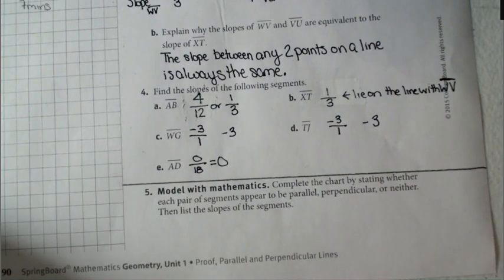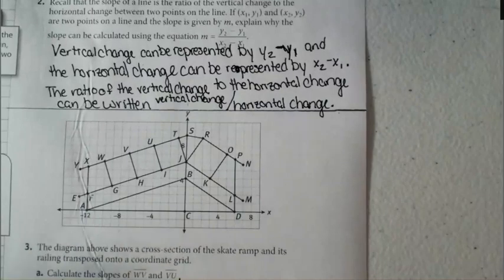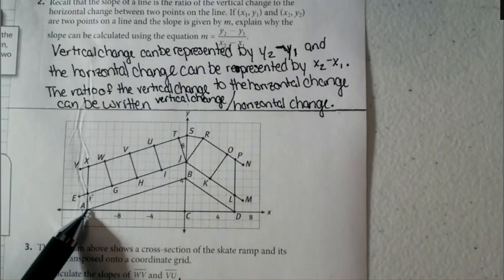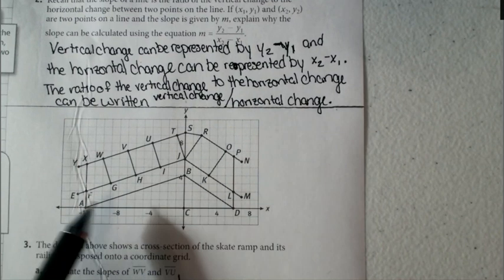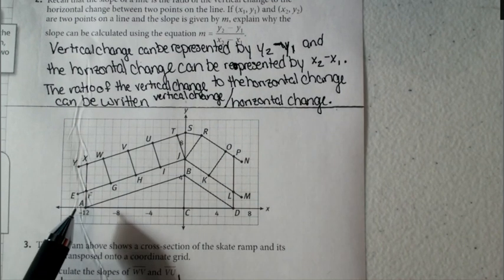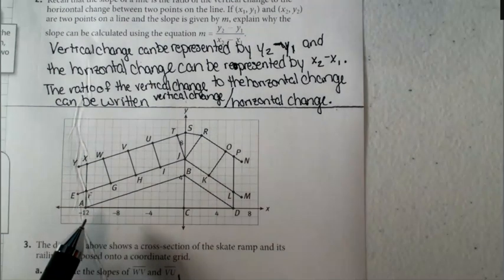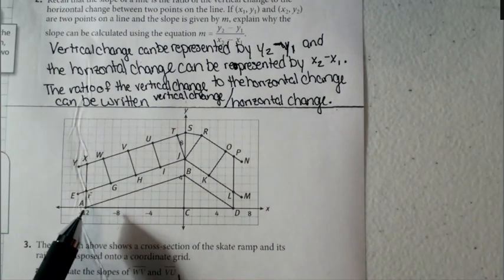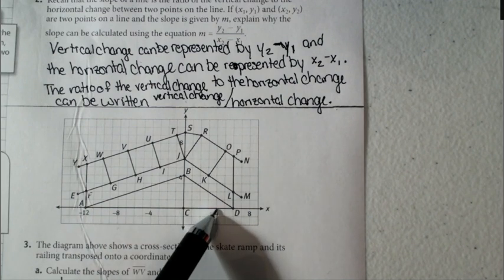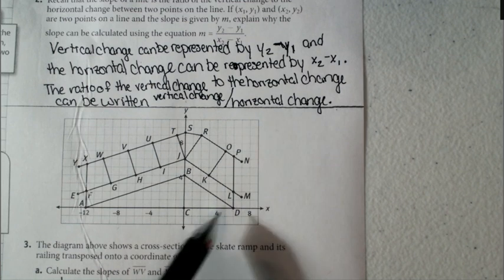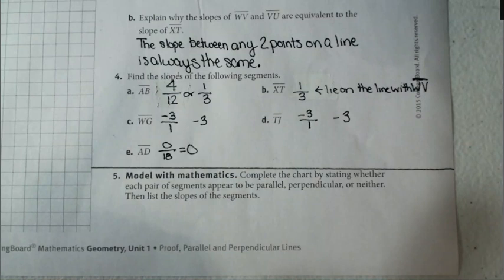Okay. And lastly, it asked me for AD. A is all the way over here on the x-axis. D is all the way over here on the x-axis. Well, I said, well, I didn't go up any. There was no vertical change, so that was 0. But my horizontal change is, well, I go to 12, then there's another 4, so that's 16, 18. So I had 0 over 18. Well, what is 0 divided by 18?